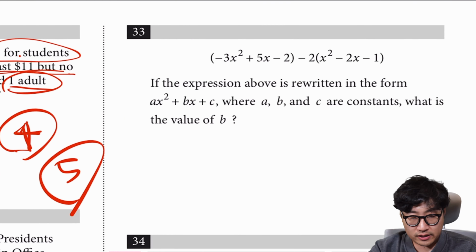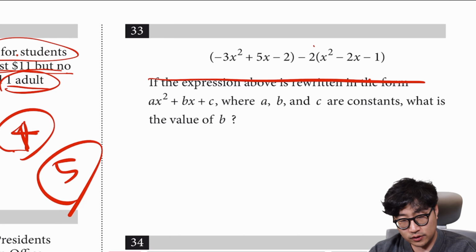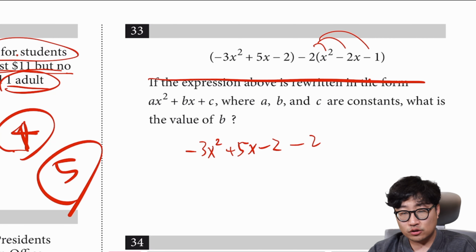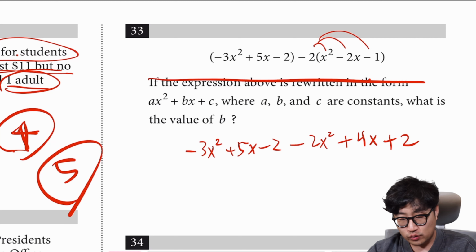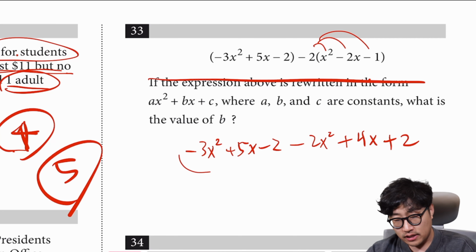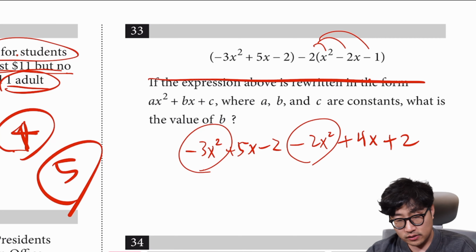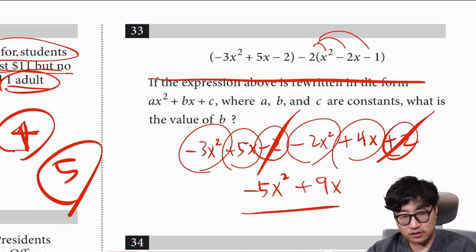Number 33, expression rewritten in that form. Okay, let's do it. So, first of all, distribute the signs. So, it'll be negative 3x squared plus 5x minus 2 minus 2x squared plus 4x plus 2 when you distribute all the signs nicely. So, negative 3x squared minus 2x squared, so that'll be negative 5x squared. And then plus 5x and 4x is 9x, and then the minus 2 plus 2, they just cancel. So this is what you get.